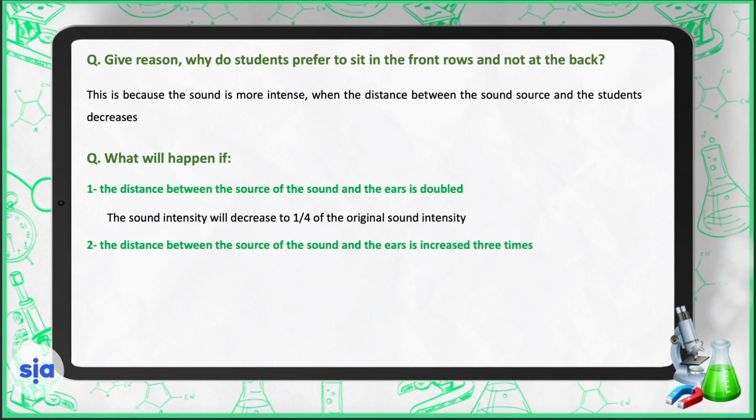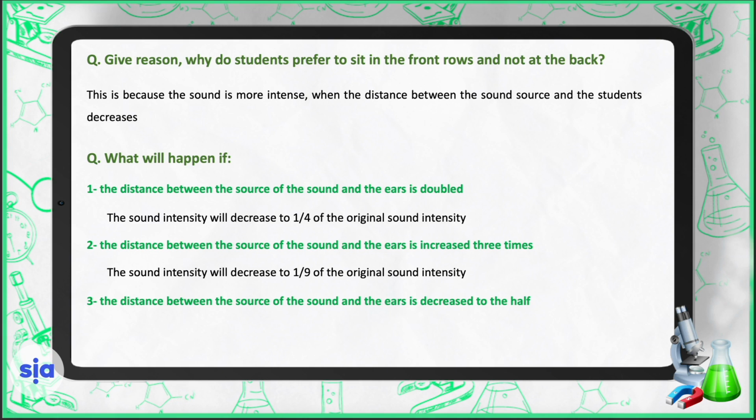Now, what will happen if the distance between the source of the sound and the ears is increased 3 times? The sound intensity will decrease to 1/9 of the original sound intensity. What will happen if the distance between the source of the sound and the ears is decreased to the half? The sound intensity will increase 4 times the original sound intensity.